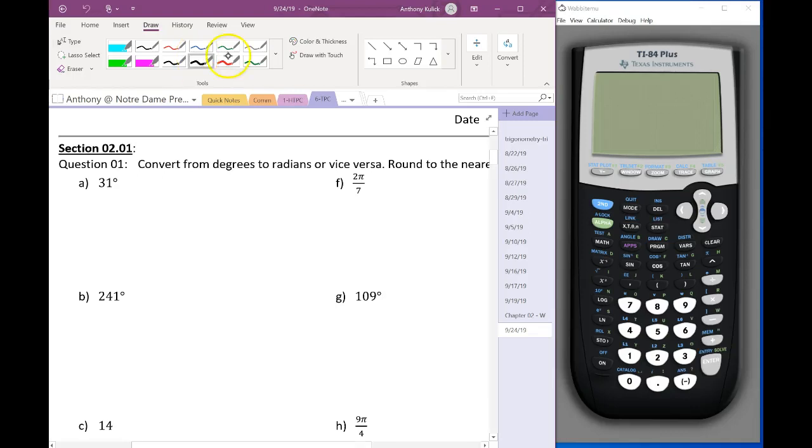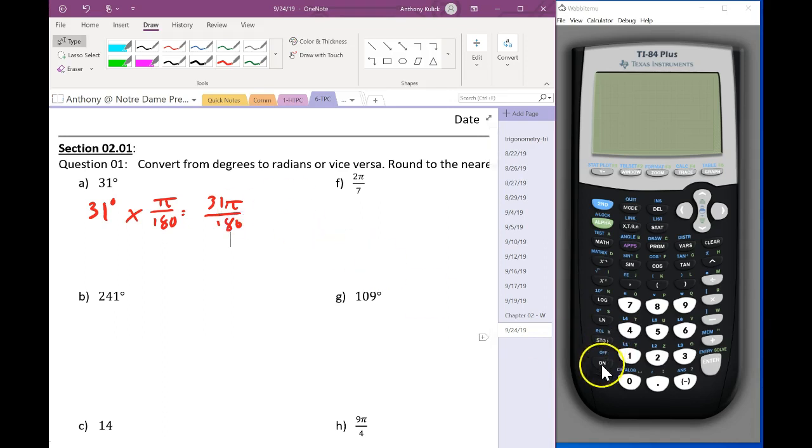Let's review this. Our directions are to convert from degrees to radians, or vice versa, and round our answer to the nearest hundredth. So we have 31 degrees. Note the degree sign. To convert 31 degrees to radians, I need to multiply by pi over 180. That's going to give me 31 pi over 180.